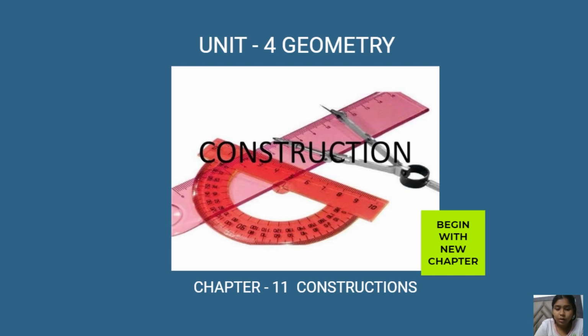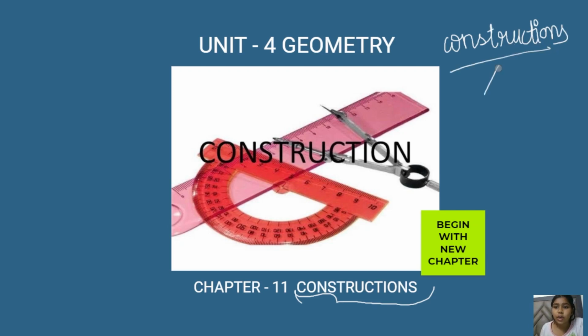Okay, so let's leave this and let's just start with our next chapter, that is chapter number 11, constructions. Let me tell you that construction is a very easy chapter of the whole mathematics book. Basically the construction involves the constructions of different types of angles, triangles, bisectors.